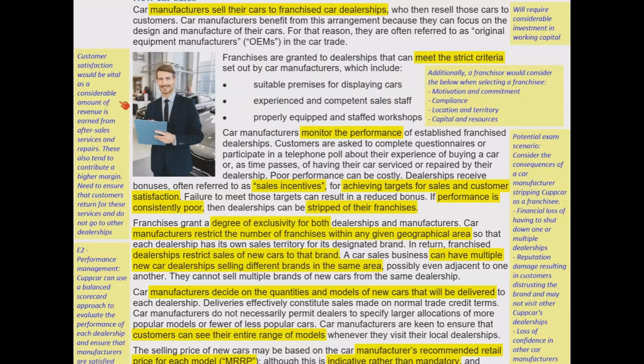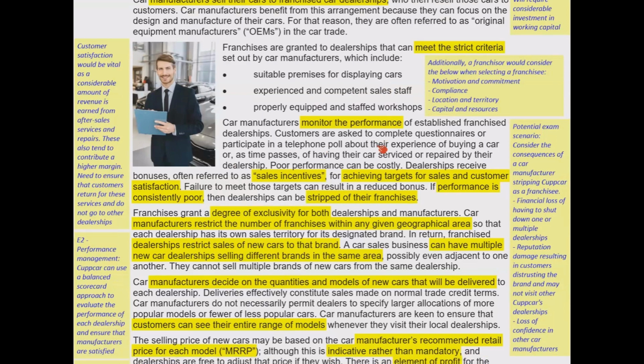Also on the left, of course, more important possibly, or equally important, is what is the customer expecting? So customer satisfaction in all aspects of what Cuppcar does. So again, thinking about that sales room and the sales advice they're getting, but also thinking about the after-sales servicing from the workshop and the repairs, maintaining customer satisfaction so the customer keeps coming back is going to be very important for all of the dealerships operating in this industry.